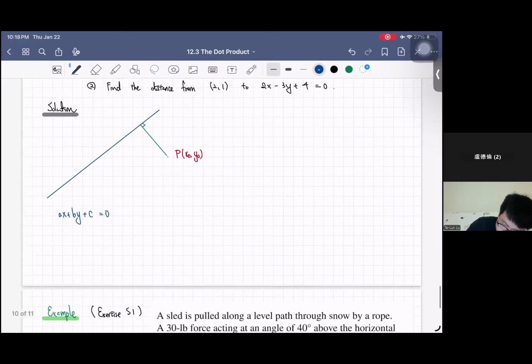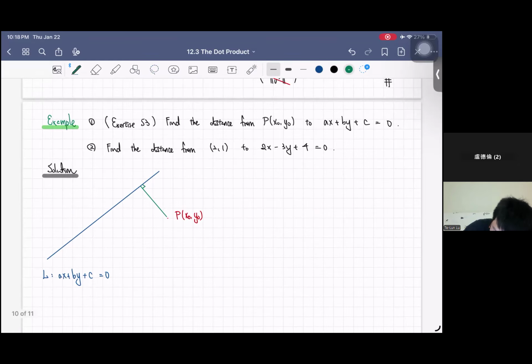If this thing is called a line L, then let me call this distance the distance between P and L, the point to the line. Now, how do I do this, and why do I introduce this in this section? Because we can actually derive it by the projection formula.